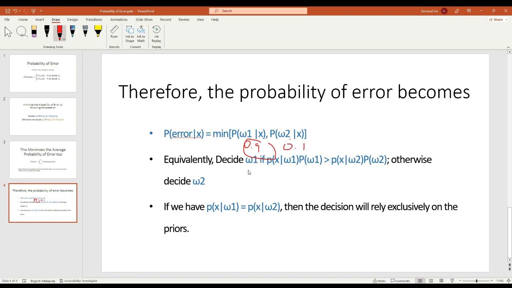Equivalently, decide W1 if class 1 is greater than class 2. Otherwise, we will decide W2. If we have condition 1 equal to condition 2, then the decision will rely exclusively on the priors.